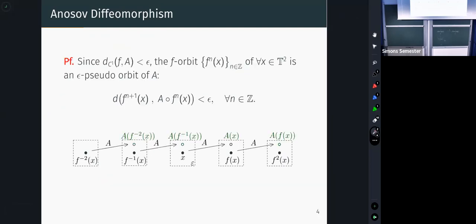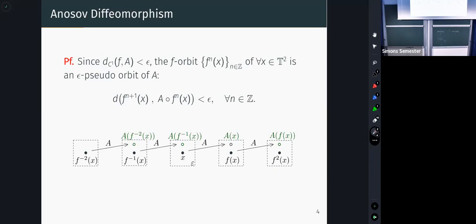I just want to recall that f and A are very close. So any f orbit, for some x, is actually a pseudo orbit of the original A, right? Because at every step x moves to Ax, and Ax is close to f of x.